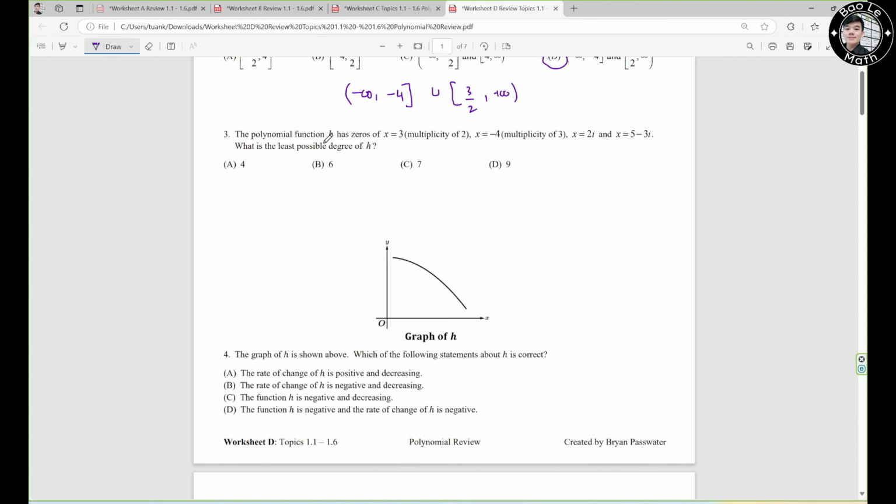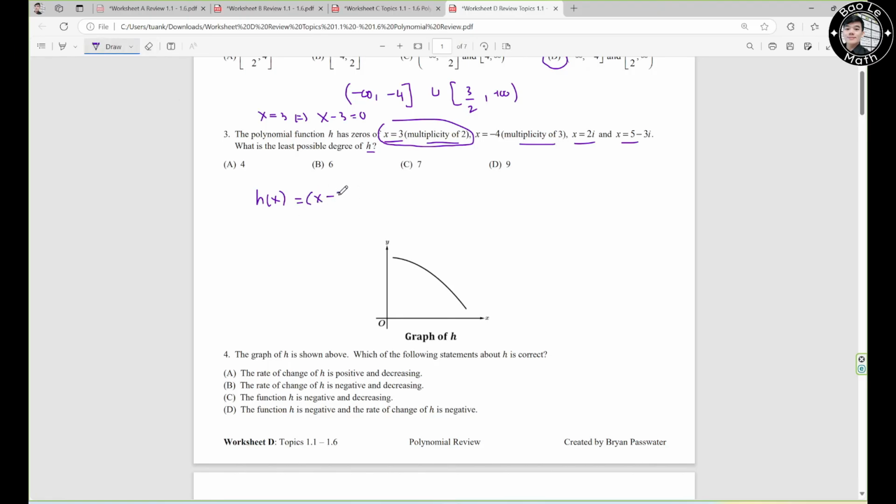Now question 3. The polynomial function has the zeros 0, 3 with multiplicity of 2, negative 4 with multiplicity of 3, and so on. What is the least possible degree? Alright, so we need to start from here. The function h of s has the zero s equals 3, and then we subtract 3 from both sides. We have the linear factor s minus 3 equal to 0.